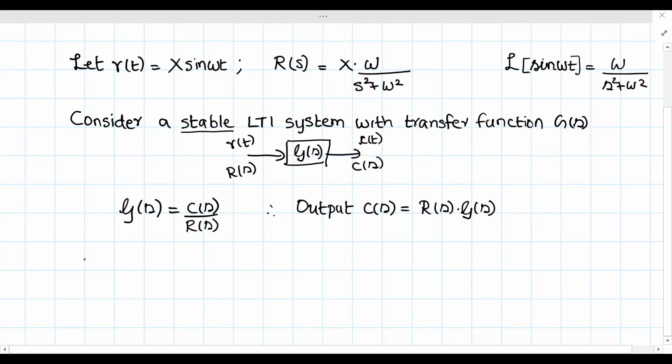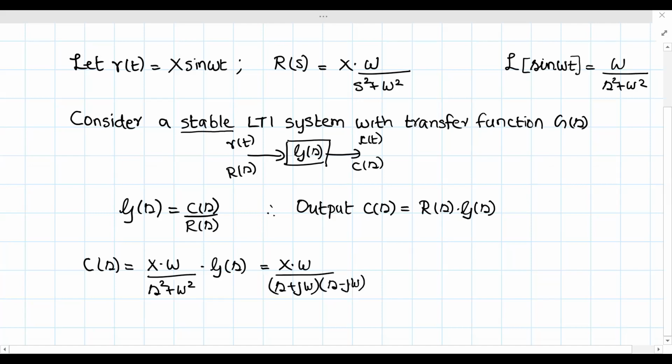So your C of s will become X into omega divided by s square plus omega square into G of s. Okay, G of s is the stable transfer function. Fine. Now this can be written as X into omega divided by s plus j omega into s minus j omega, into G of s. What I did is split this denominator into two factors, s plus j omega and s minus j omega.